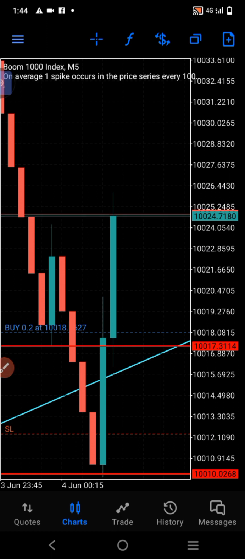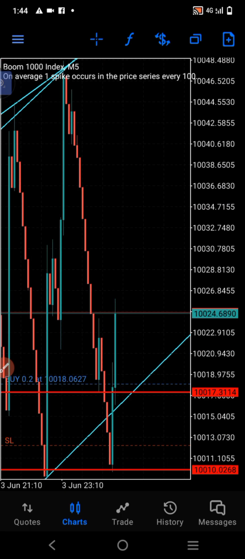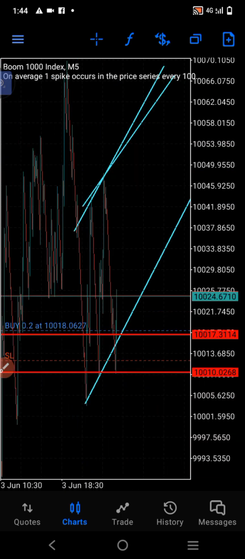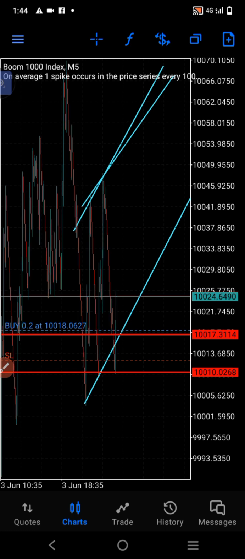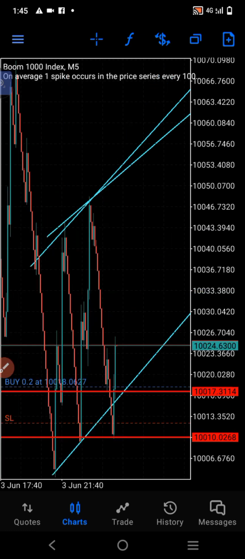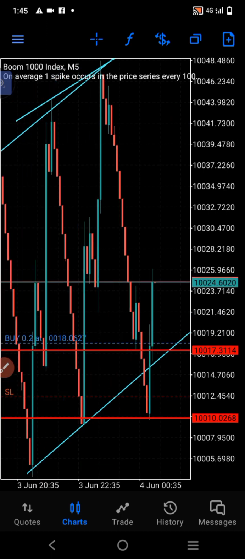After every breakout, there's always a retest. If you notice, guys, price broke this support. It was a support which turned to resistance, but price still broke it. So there will always be a retest.